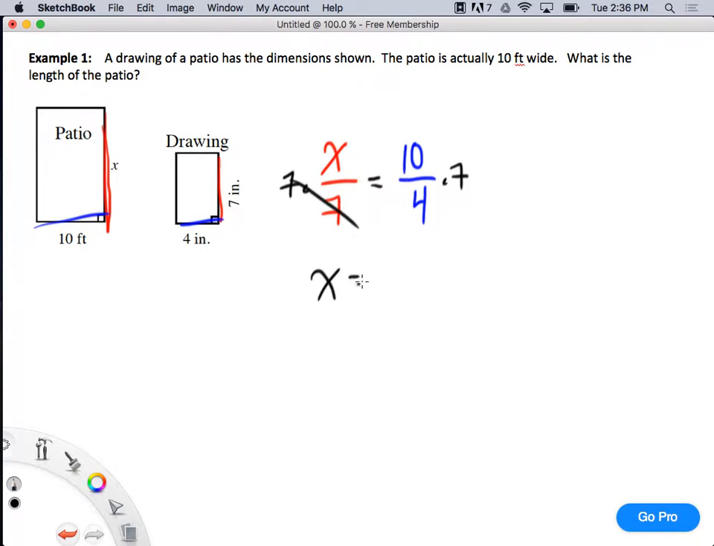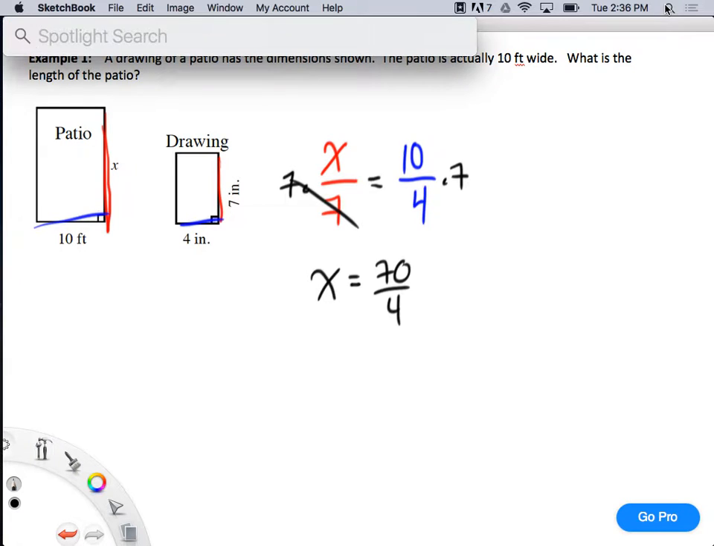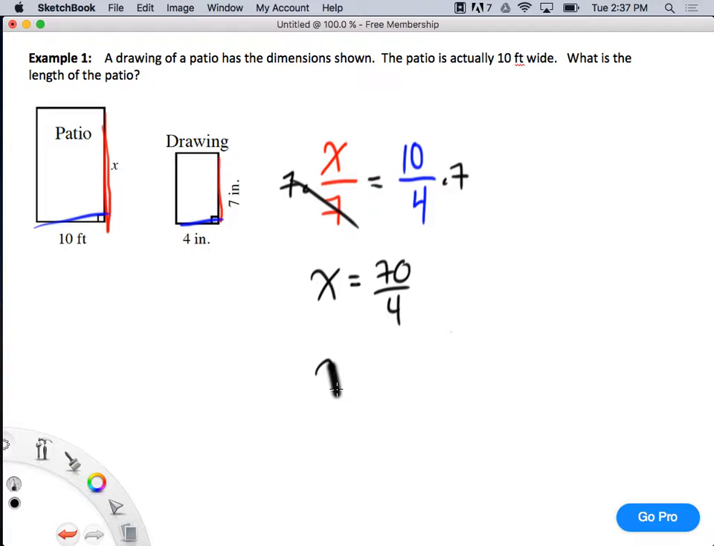And I get x equals 10 times 7 is 70 divided by 4. Shh, Olivia, pay attention. 70 divided by 4 is 17.5. So x equals 17.5. Now, is that in inches or feet? Feet. Good.